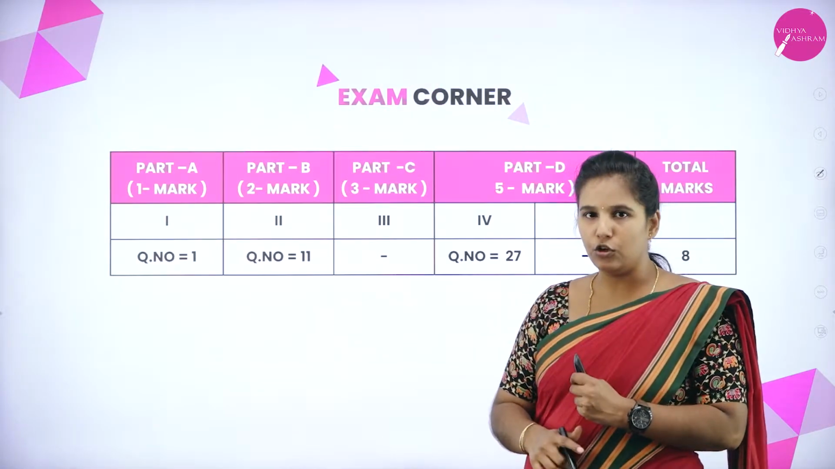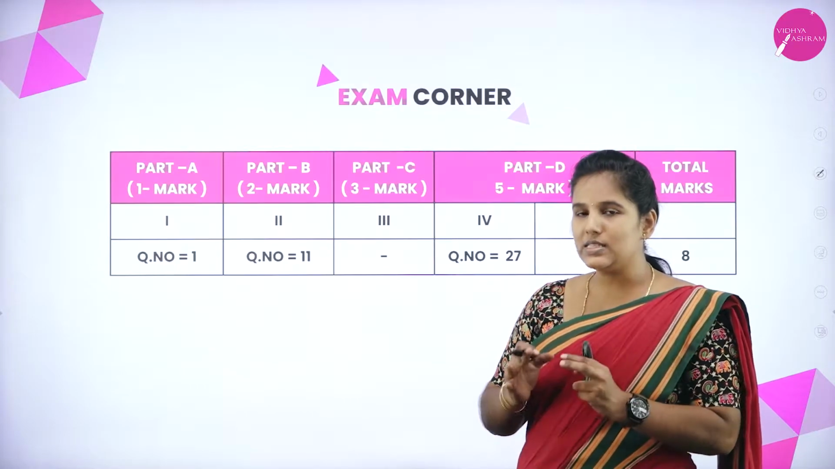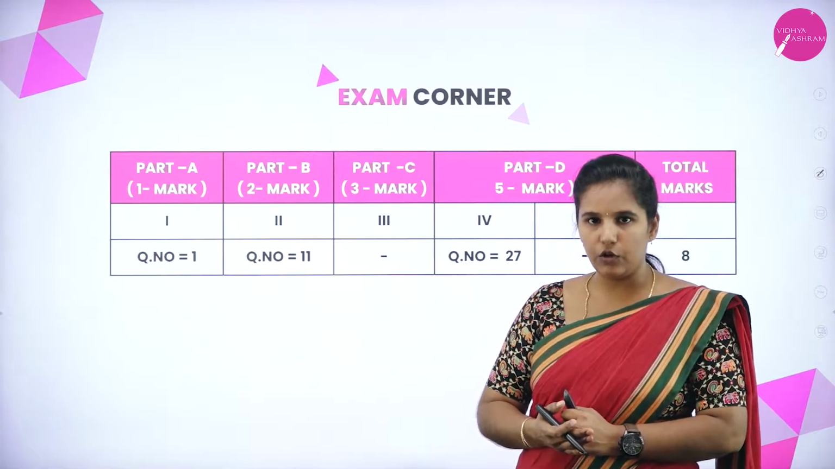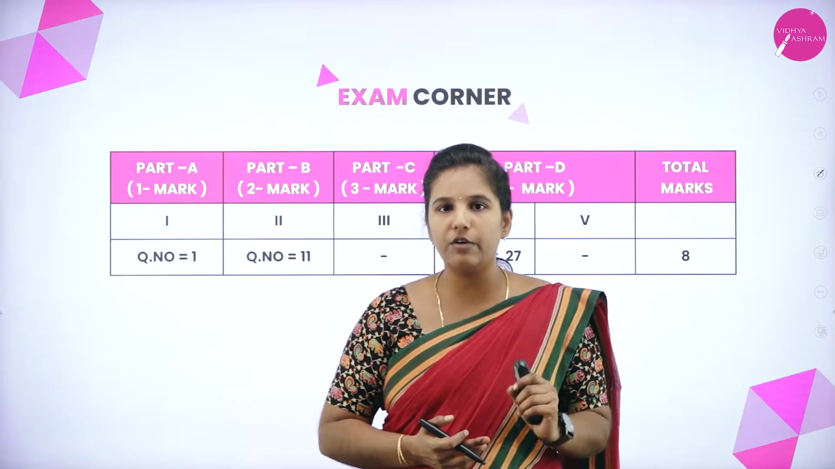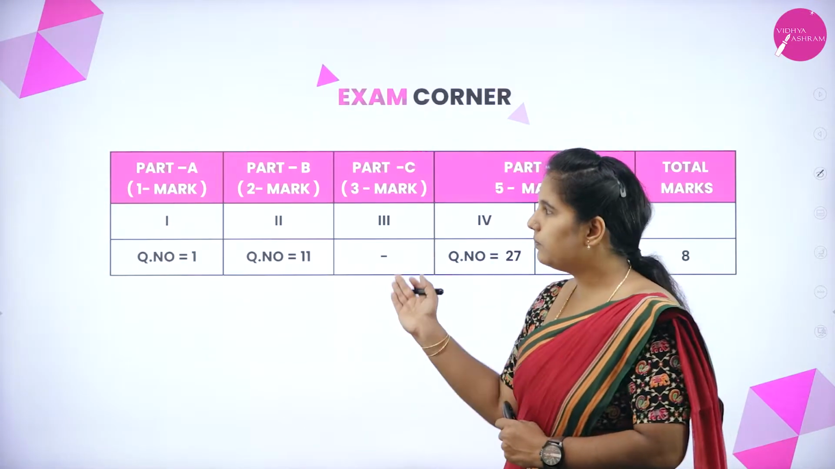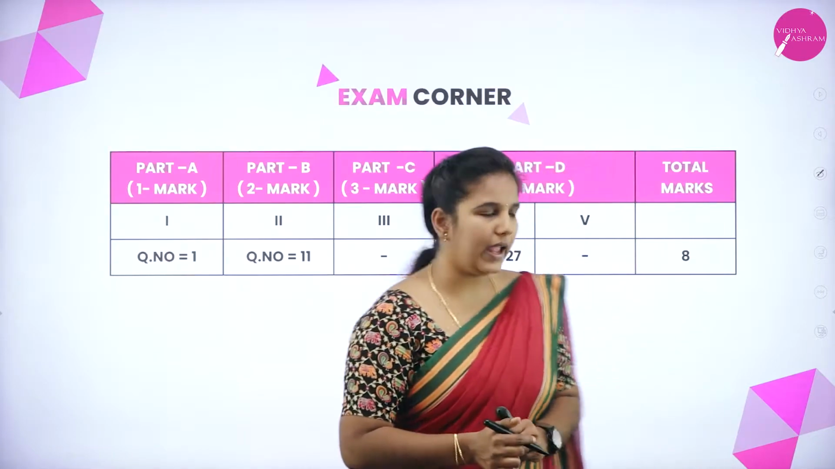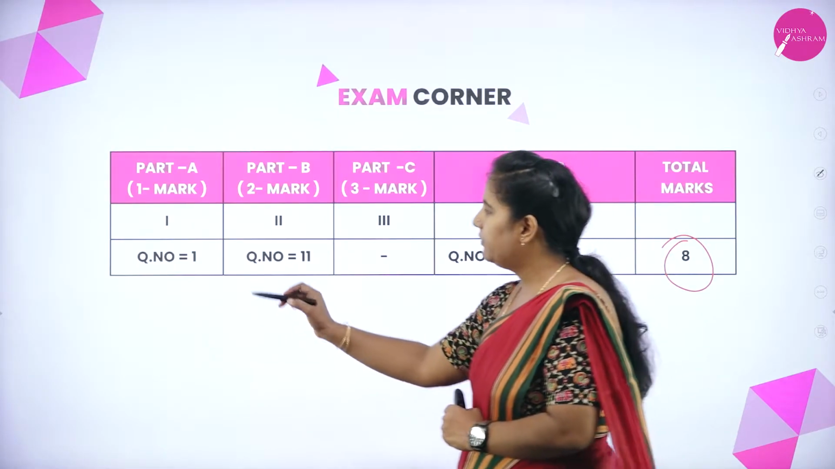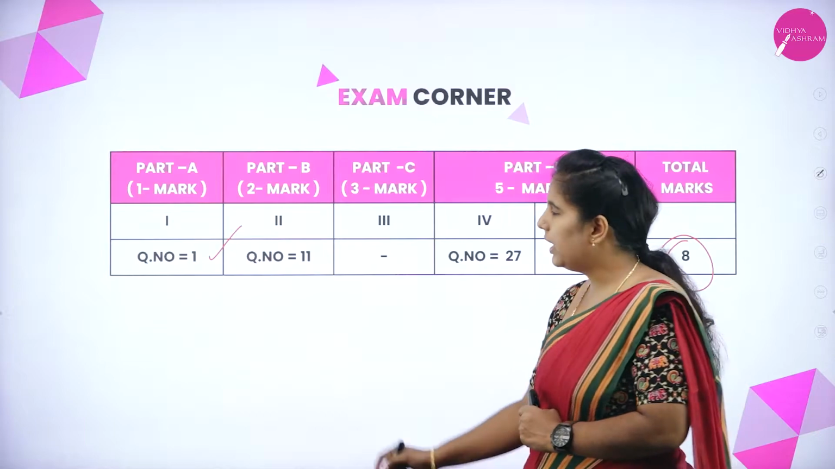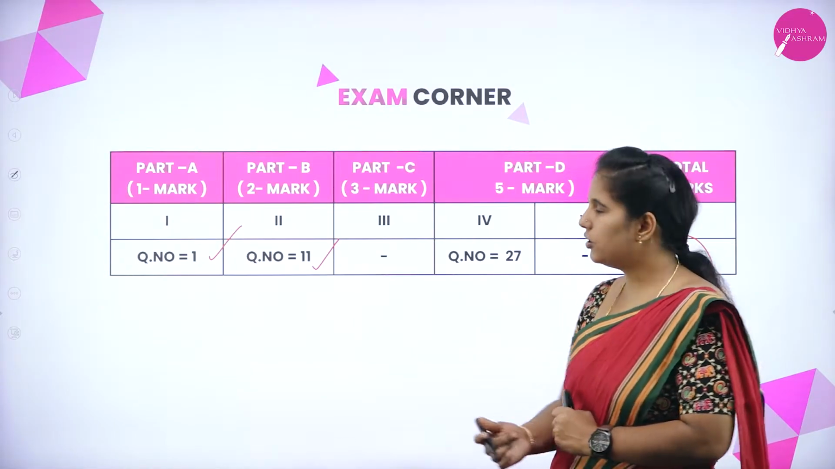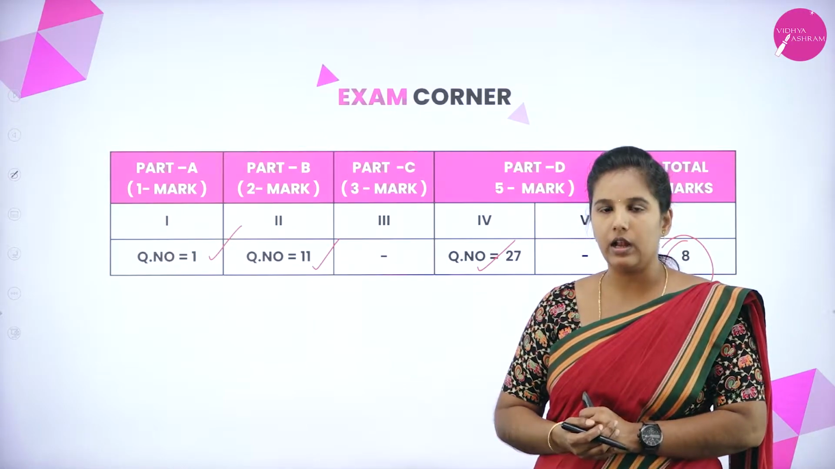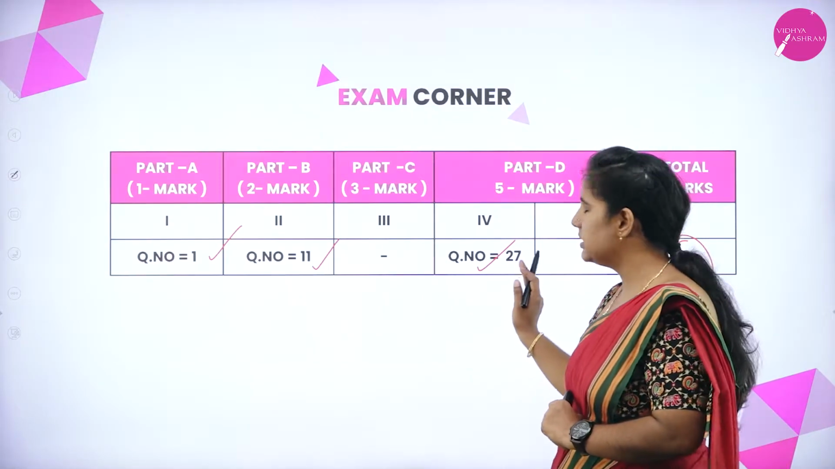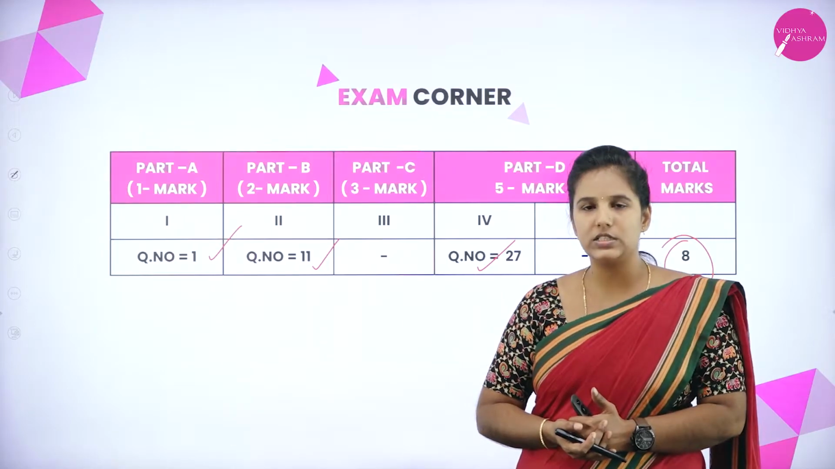Before that, let me tell you about the exam corner. This exam corner will help us to understand the question paper pattern, or the question pattern which comes from each unit. From this chapter, we have 8 marks weightage, and it will be split into one 1 mark question, one 2 mark question and one 5 mark question. Remember the question number 1, question number 11 and question number 27 which always come from this chapter.